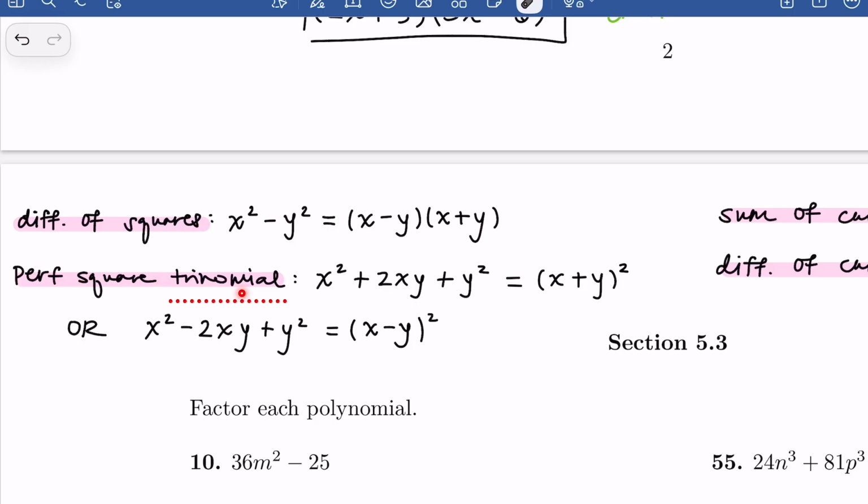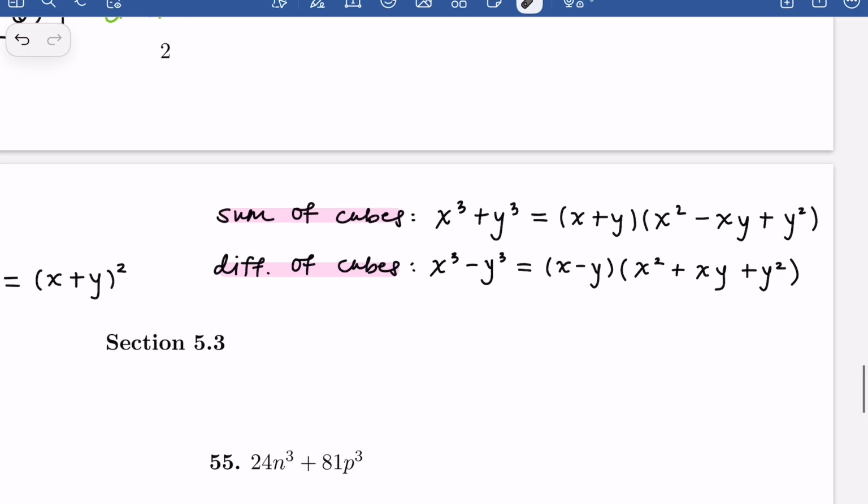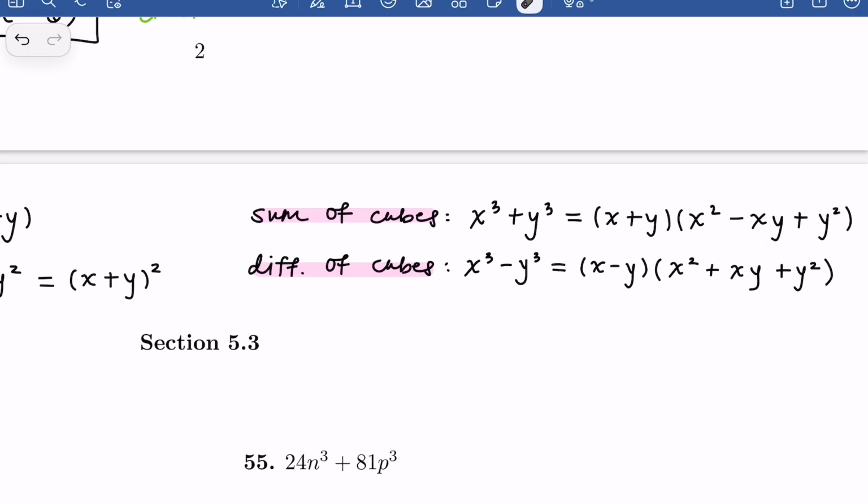Similarly, we have what's called a perfect square trinomial. So if we have a trinomial of this form and we can easily recognize what our x's and y's are, we can put it into this factored form. We have another version of this perfect square trinomial where we have the difference of these guys here because our second term is negative, and so on. We also have our sum of cubes, which could be plugged into this formula, and difference of cubes.